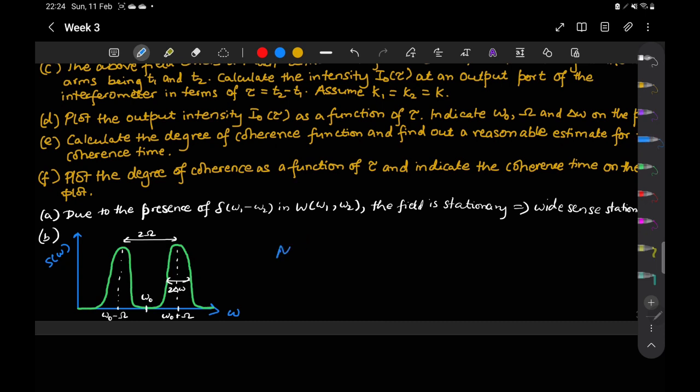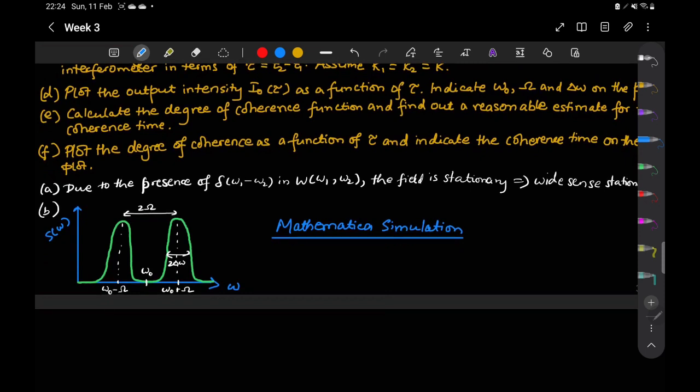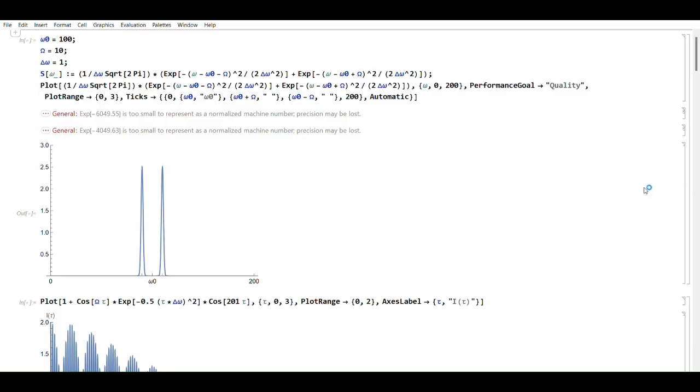Now let us look at Mathematica simulations for the same. If my drawing is too confusing, the Mathematica simulation will make it clearer. Let me open my Mathematica screen. The Mathematica programming environment. So I'm here in my Mathematica window. Sorry for those pop-ups. So this is the Mathematica programming environment, and we will use this to make plots.